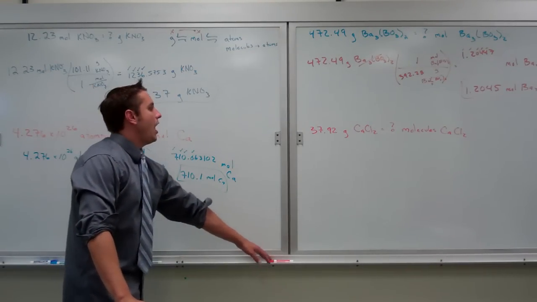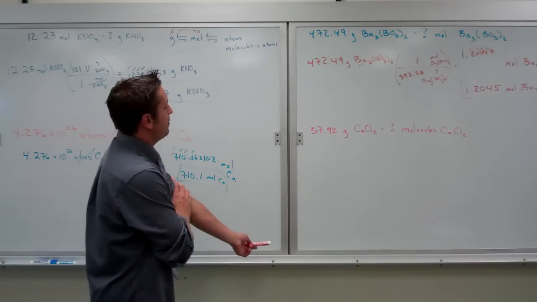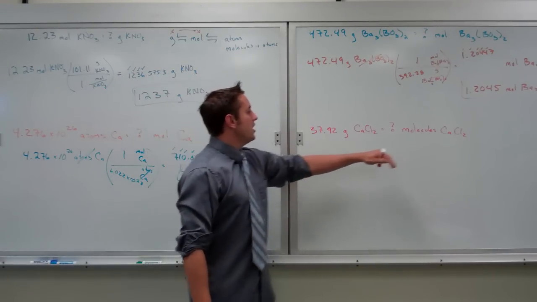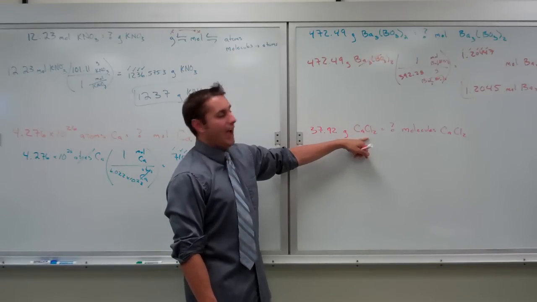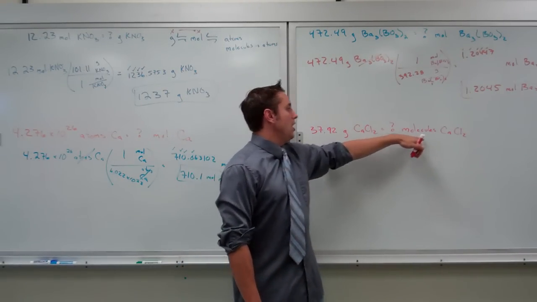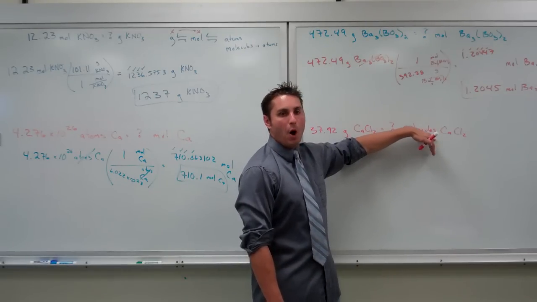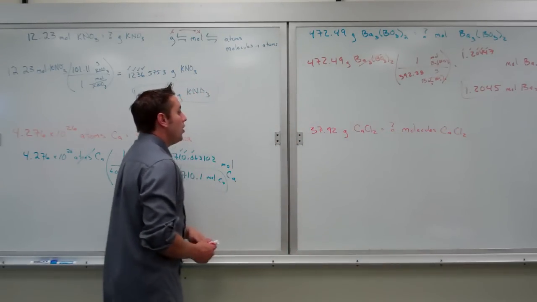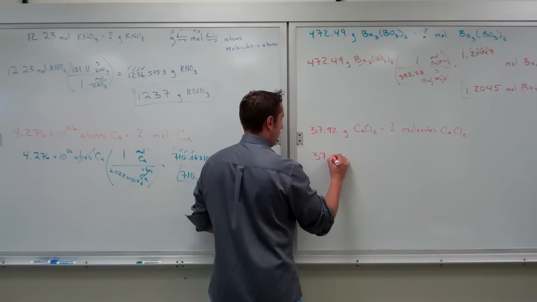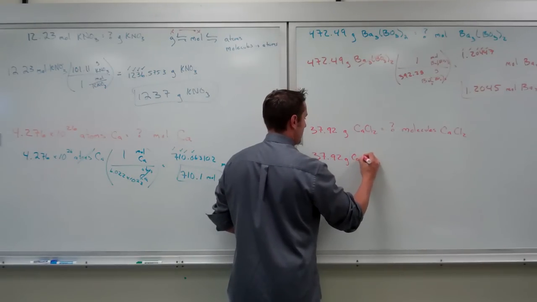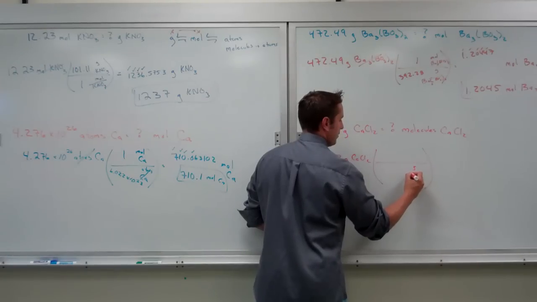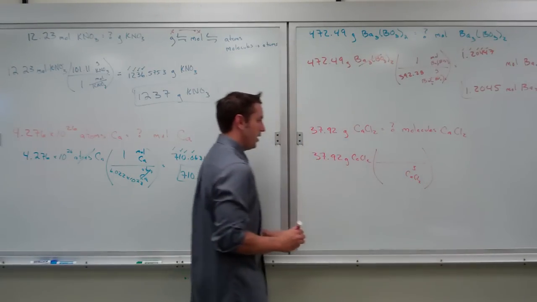Last but not least, we've got 37.92 grams CaCl2 going to molecules of CaCl2. Notice, because this is not an element, calcium chloride is a compound, we never get atoms of compounds. Right? We have atoms of elements, we have molecules of compounds. We're going to try to attack this the same way though. Start with what we're given, 37.92 grams CaCl2. Draw your brackets, unit to eliminate on the bottom, grams CaCl2.